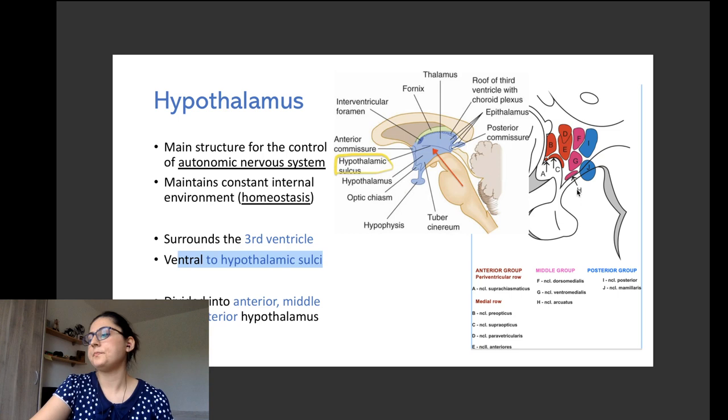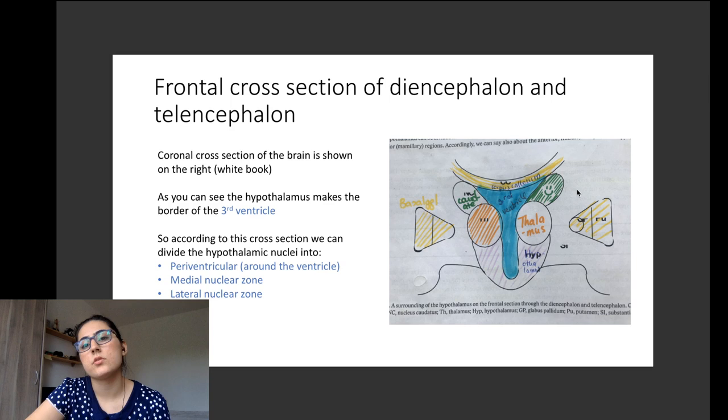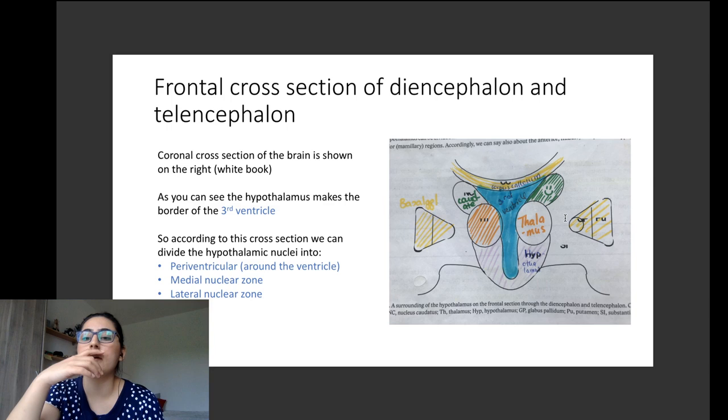So, this is extremely crucial for you to understand. I wasn't able to find the frontal cross-section of the brain for some reason in any of the atlases. So just bear with my horribly colored schema from the white book, okay? Make sure you always check out the white book.